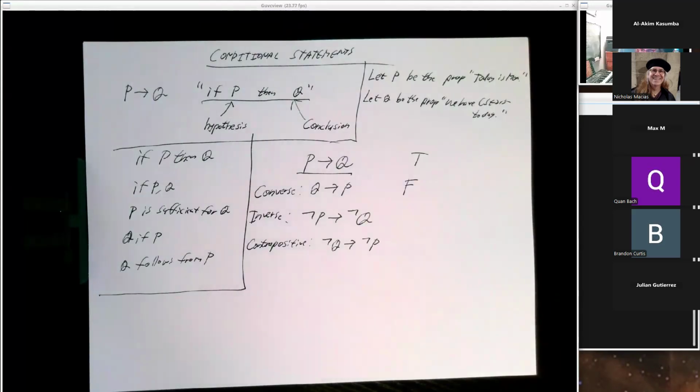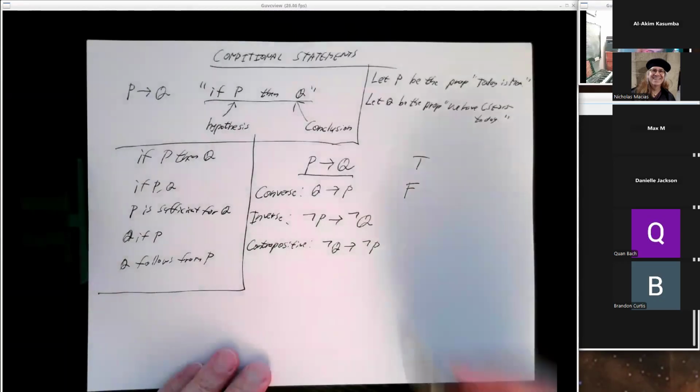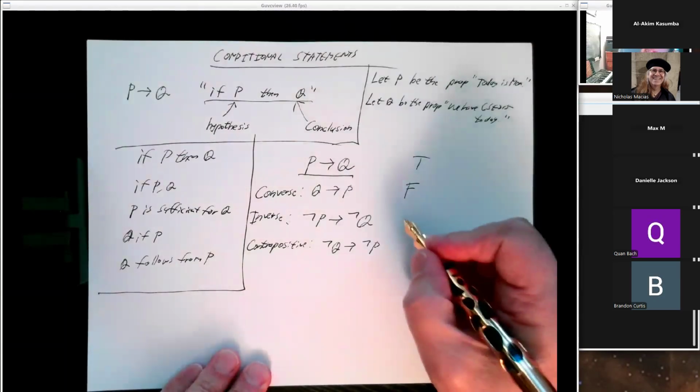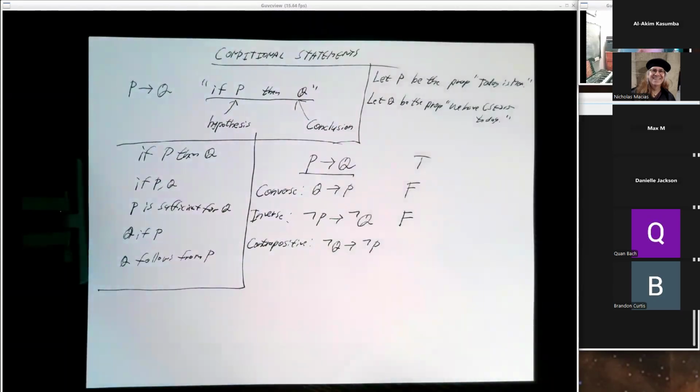All right, what does the inverse say? If today isn't Monday, we don't have CSE 215. Perfect. If today isn't Monday, then we do not have CSE 215. And is that true or false? False. That's false because, on Wednesday, it won't be Monday, but we'll still have CSE 215.